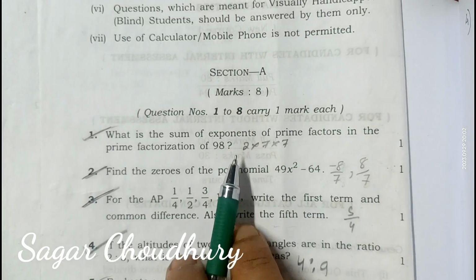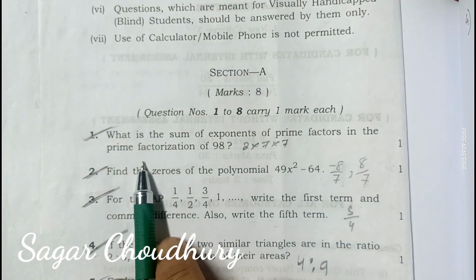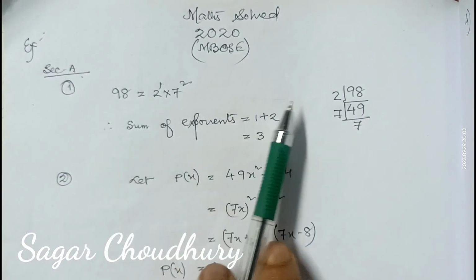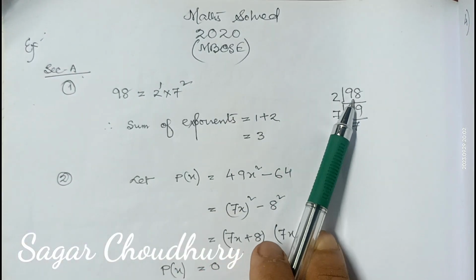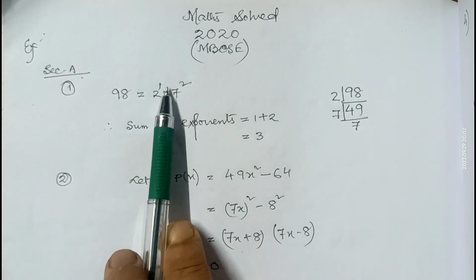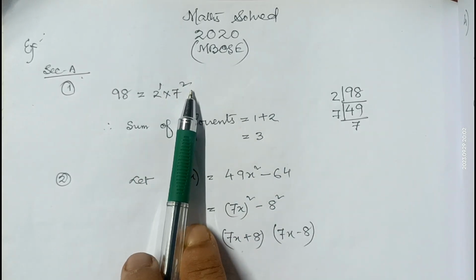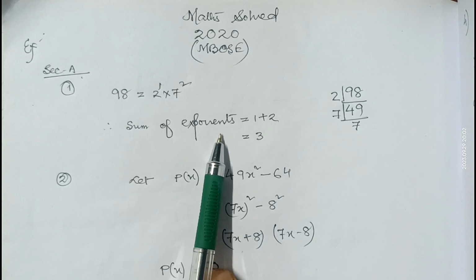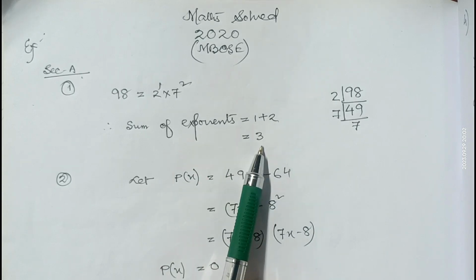Here question number 1 is, what is the sum of the exponents of prime factors in the prime factorization of 98? Here 98 can be written as 2 times 49, and 49 is 7 times 7. So 98 is 2 to the power 1 into 7 to the power 2. As in the question it is given sum of the exponents. Here exponents are 1 and 2. Therefore sum of the exponents will be 1 plus 2, that is 3.